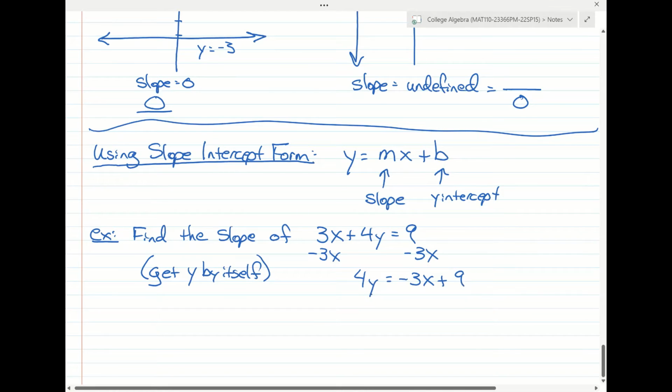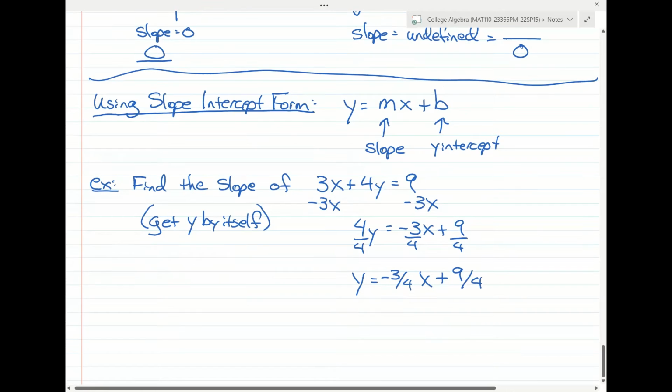We still want to get y by itself. So if you divide everything by 4, now that y is completely by itself, this is your slope. Slope is negative 3/4. We could have graphed it by getting the intercepts, and then we could have counted. This is just another way to do it.